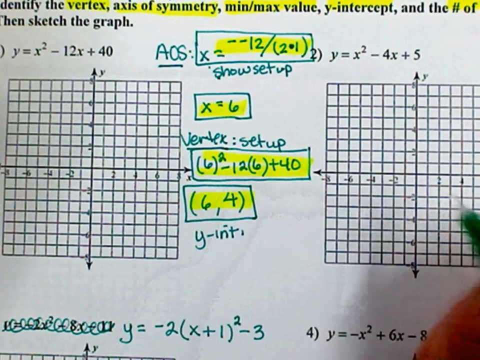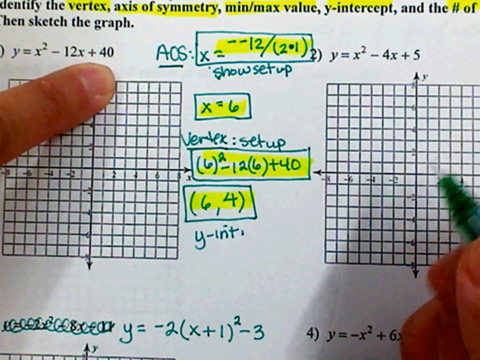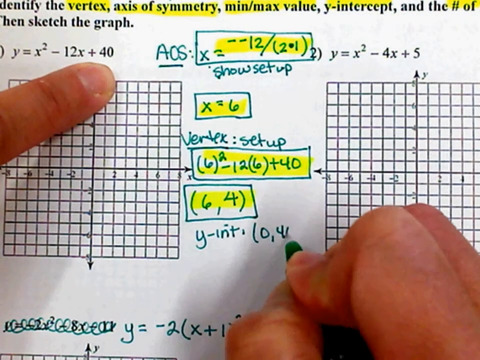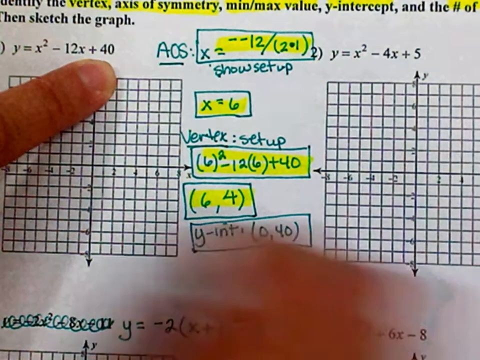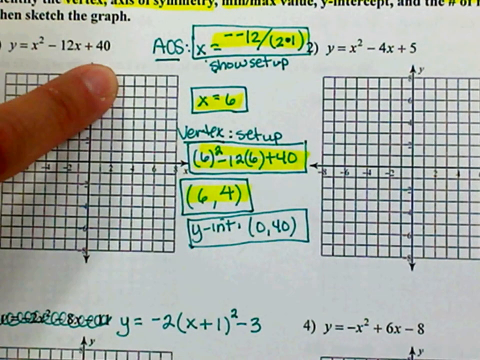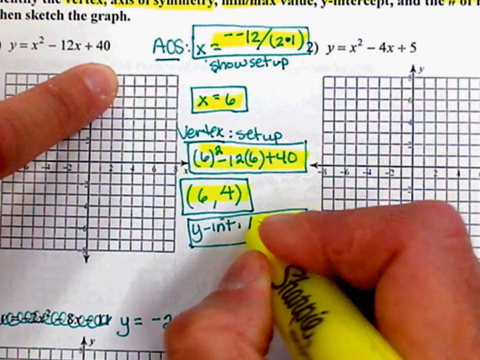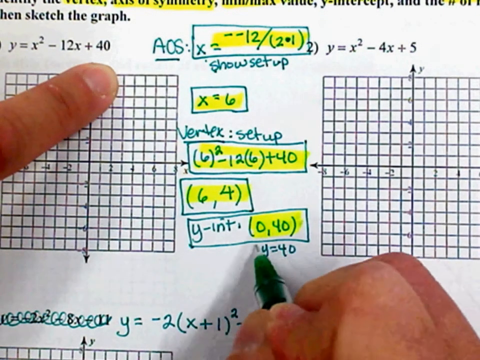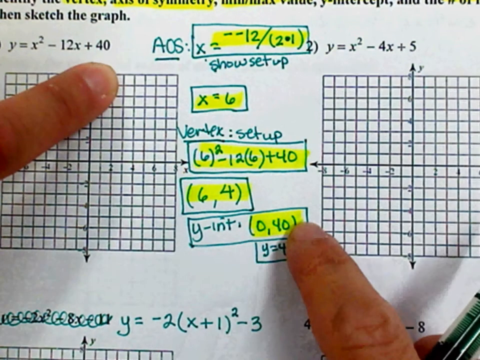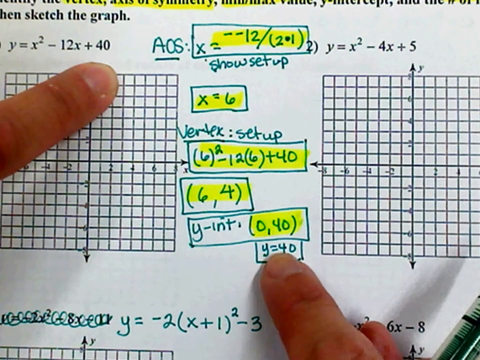It's always this number right here. What's this number? 40. So write 0 comma 40. Do you have to have parentheses around that? Yes. Could you also write y equals 40? Yes. That is also acceptable. This one or this one, okay? But if you just write 40, I'm going to mark it wrong.